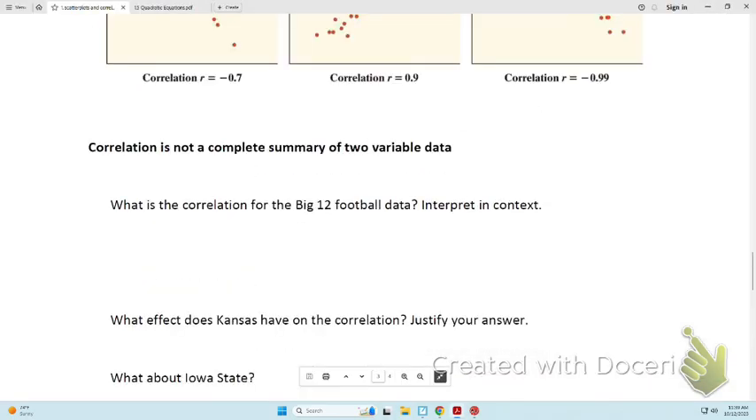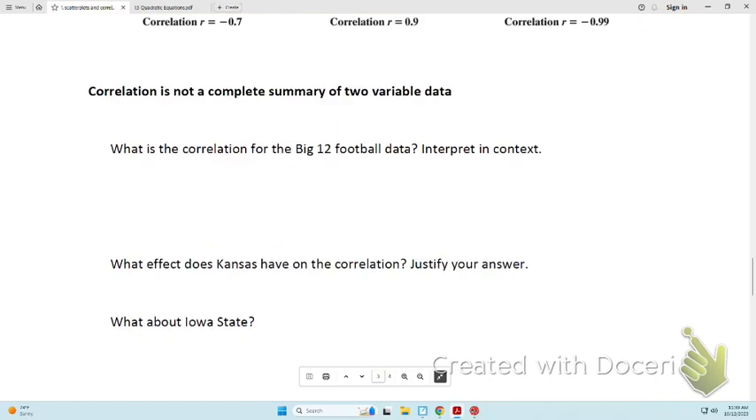So in the handout, you might write all of that down. But correlation goes right there, .6894. Now notice it does say to interpret, so we'll do that in the next lesson.